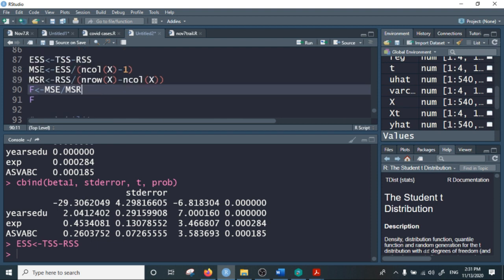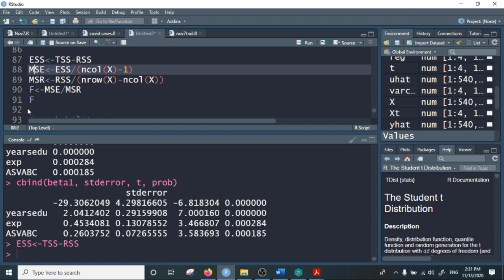Okay. We first define the MSE. MSE is mean sum squared of explained variation, which is simply defined by the explained variation divided by its degree of freedom. So its degree of freedom is simply the number of parameters minus 1. So number of parameters means the number of coefficients. In our case, it is 4 minus 1, which is 3.